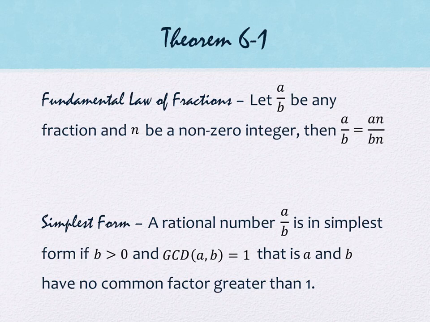Simplest form is the sort of backwards version of that. We would say that A over B is in simplest form when we have the denominator positive, B is positive, and the greatest common divisor of A and B is 1. Another way of saying that is that A and B don't have anything in common that they divide by. There's no common factor I can divide them both by.